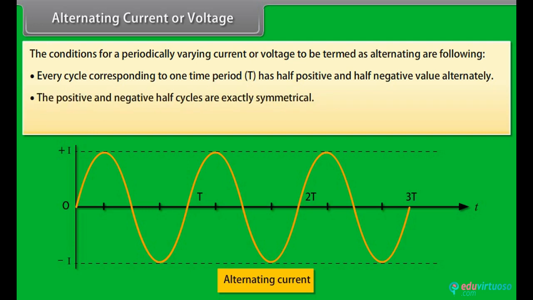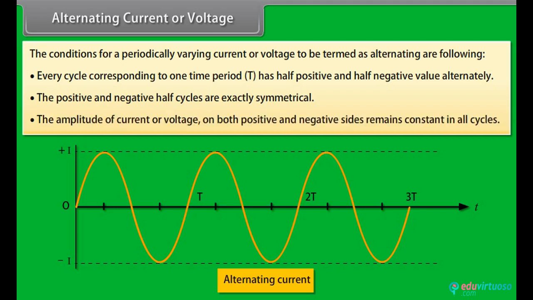The positive and negative half cycles are exactly symmetrical. The amplitude of current or voltage on both positive and negative sides remains constant in all cycles. Difference between alternating and direct current.